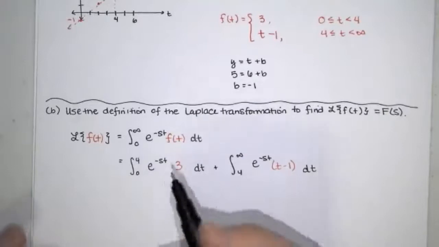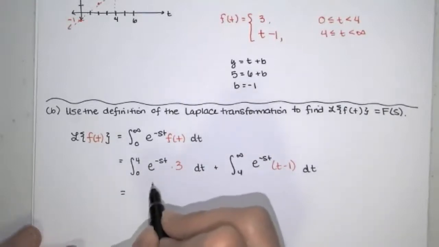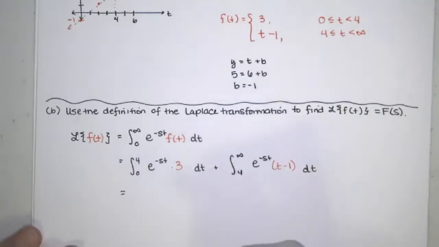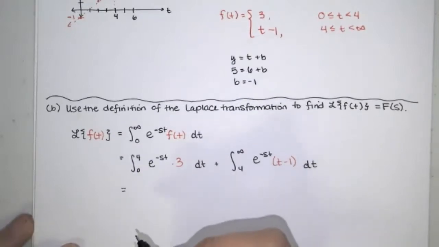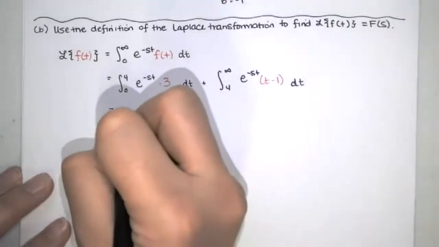So this is just a regular integral. So we can anti-differentiate, plug in the bounds, and subtract. That's just using the fundamental theorem of calculus. So I'll bring my 3 down.